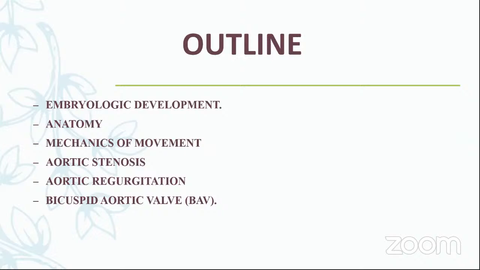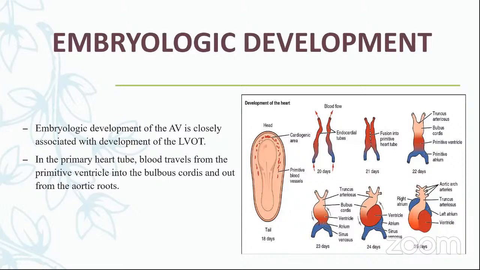So the outline of this presentation is I will speak about the embryologic development of the aortic valve, the anatomy of the aortic valve, the mechanics of movement of the valve. Then I will talk about some of the diseases of the aortic valve, like aortic stenosis, regurgitation, and the bicuspid aortic valve. We will start with the embryology.